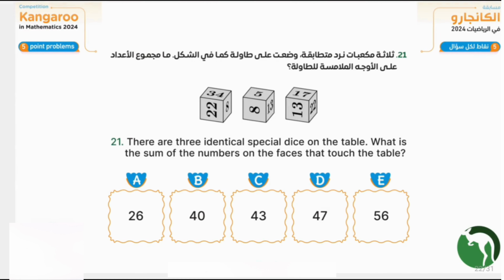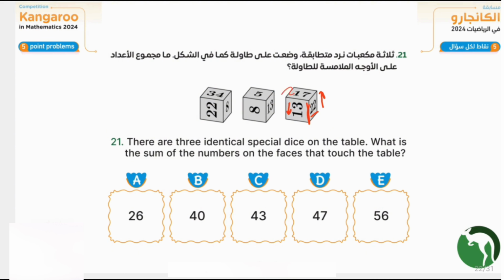In question number 21, there are three identical special dice on the table. What is the sum of the numbers on the faces that touch the table? Okay, now if you look at the numbers here, 22 and 13, they have a common side here. And 22, the direction of 22 is from the bottom to up, and this one has this direction.